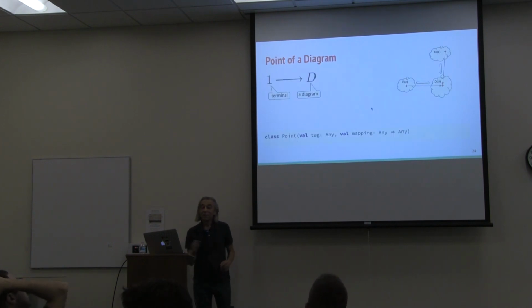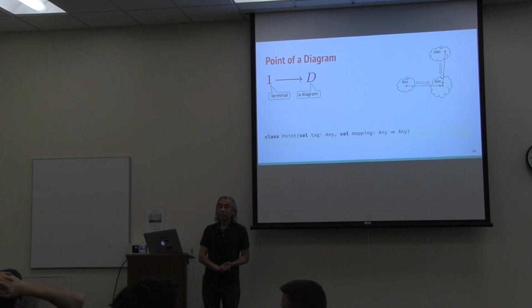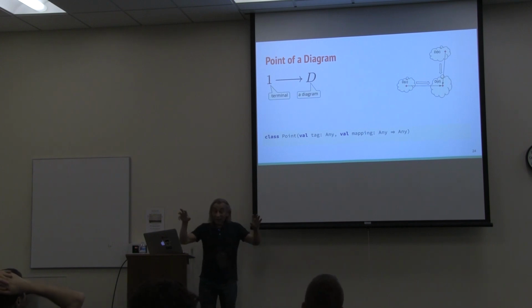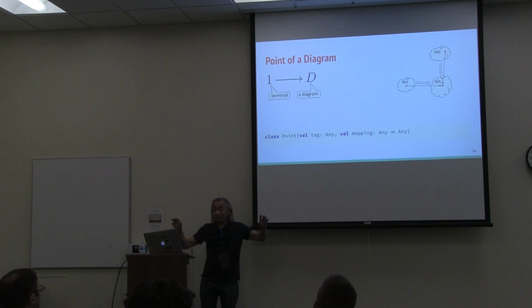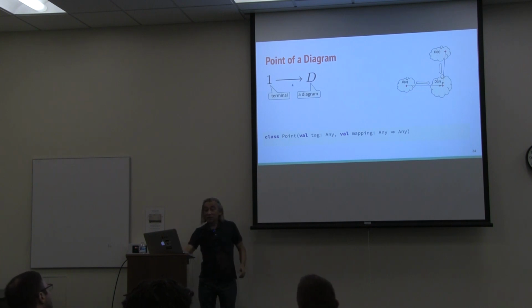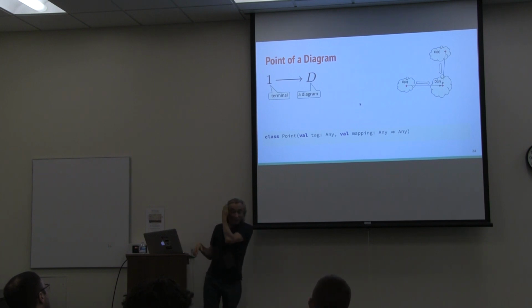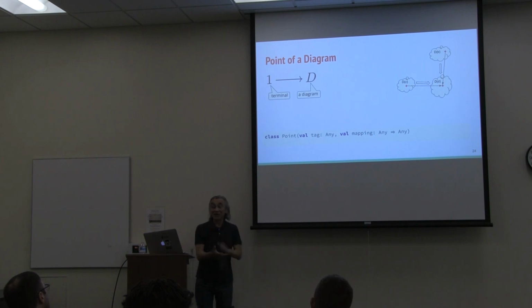I'm curious why you would define that as a natural transformation. See, a diagram is a functor. So an arrow from one diagram to another is a natural transformation. Generally speaking, a point is an arrow from 1 to D. But why didn't I define it? Well, for kind of cutting corners a little bit. Yeah, it is a natural transformation.